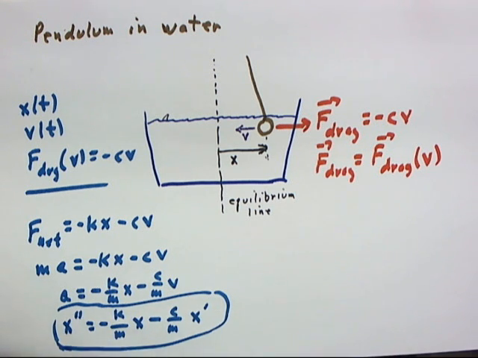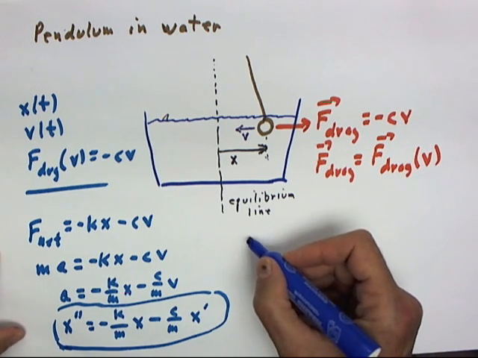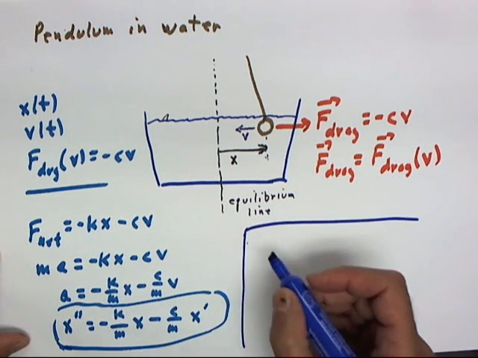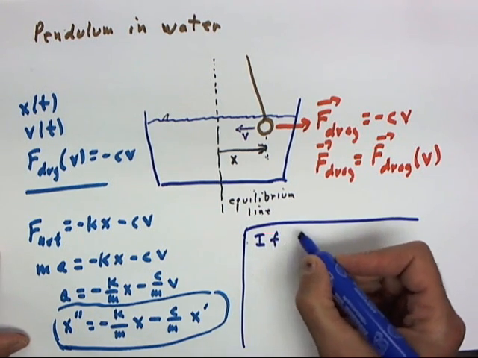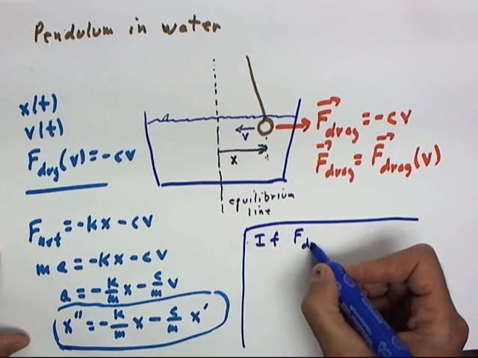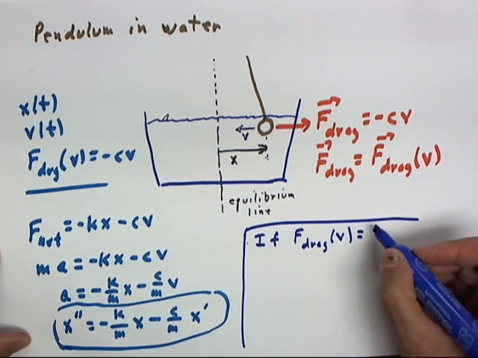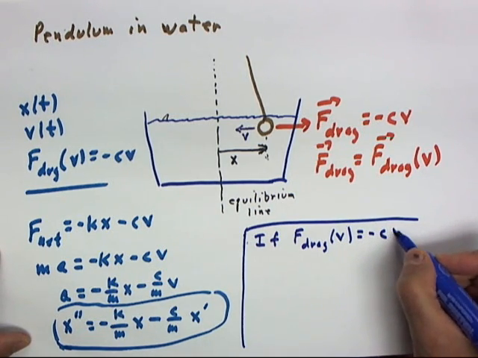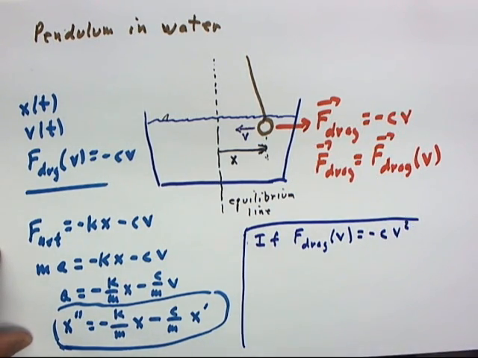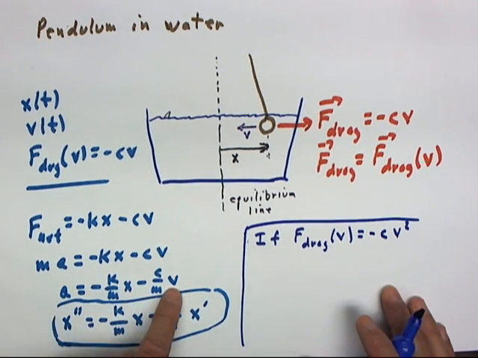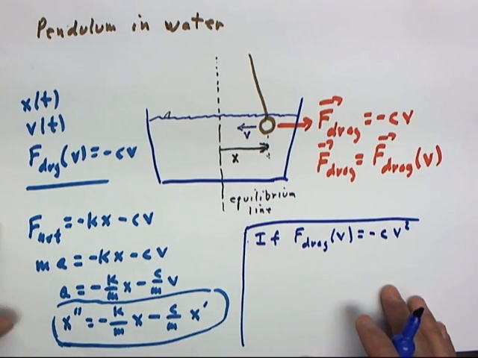Now, if we had a slightly different form of the drag function, and let's just do this over here. If F drag of v was equal to, let's say, negative c v squared, then it's fairly easy to see that we'd have a square on the v here, which then would give us a square on the x prime.